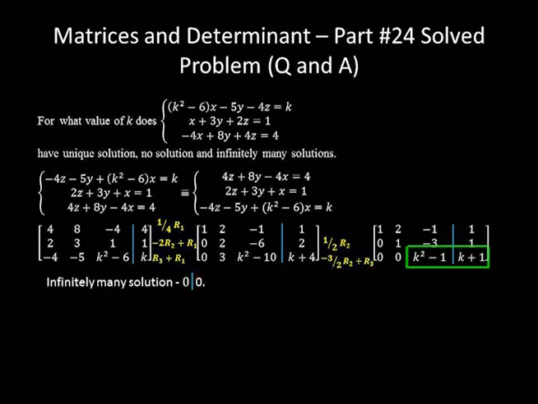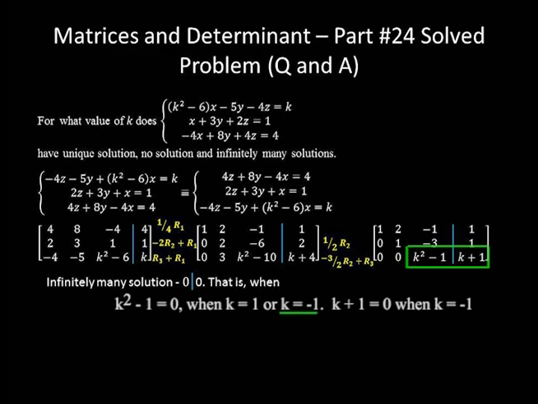The first expression, that's k square minus 1 equal to 0, only when k equal to 1 or k equal to negative 1. And k plus 1 is 0, only when k equal to negative 1. Both expressions become 0, only when k equal to negative 1. Therefore, when k equal to negative 1, the given system of equation has infinitely many solutions.